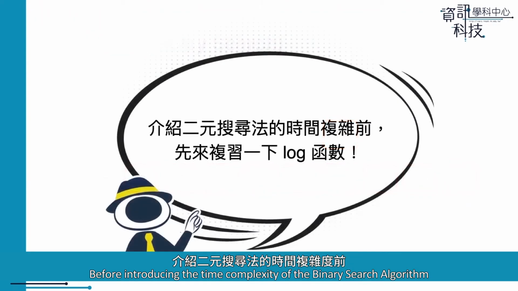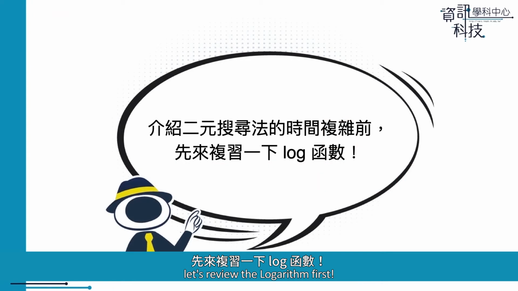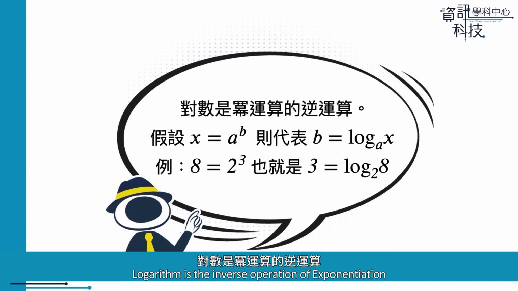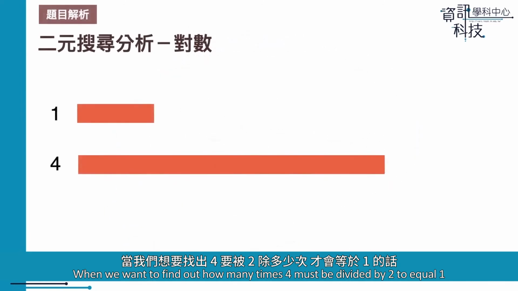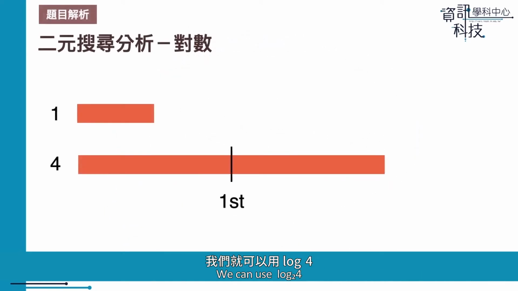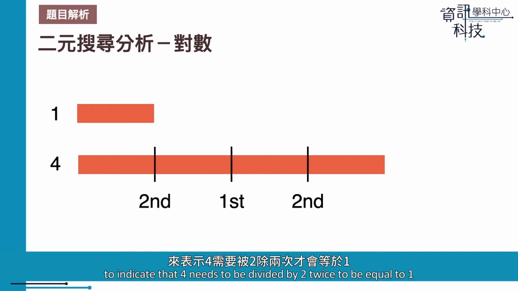Before introducing the time complexity of the binary search algorithm, let's review the logarithm first. Logarithm is the inverse operation of exponentiation. Assuming x equals a to the b, it means b equals log base a of x. For example, 8 equals 2 to the power of 3, so 3 equals log base 2 of 8. When we want to find out how many times 4 must be divided by 2 to equal 1, we can use log base 2 of 4 to indicate that 4 needs to be divided by 2 twice to equal 1.